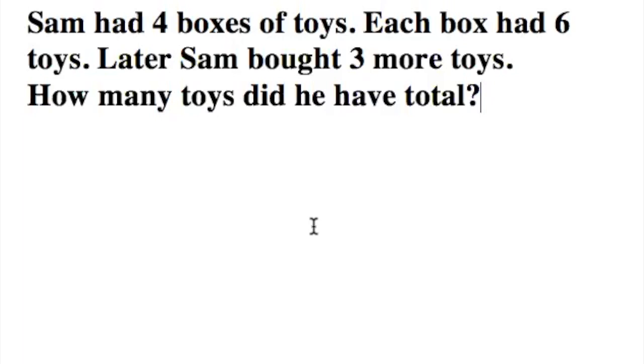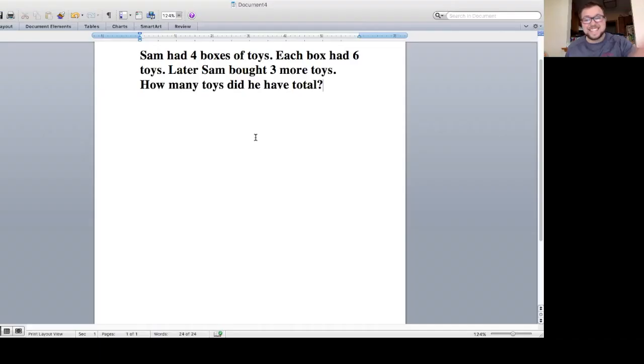Sam had 4 boxes of toys. Okay, that's our first step. We know that information. He has 4 boxes of toys. Now, each box had 6 toys. Later, Sam bought 3 more toys. How many toys did he have in total? Okay, so this looks like a tape diagram problem.